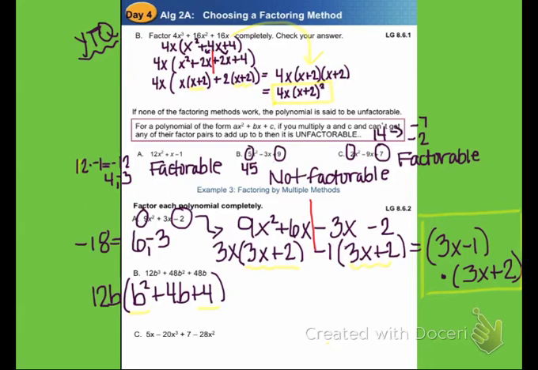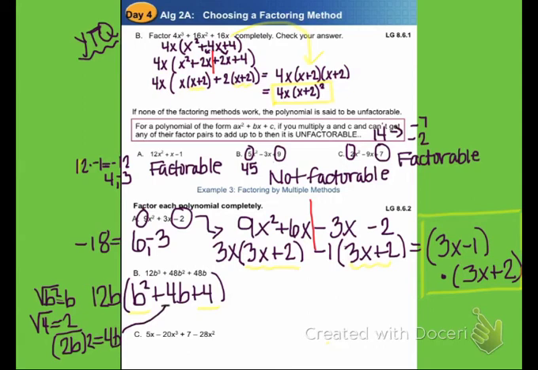I look to see if I take the square root of the first term and the square root of the last term. The square root of the first term was b, the square root of the last term was 2. If I multiply 2 and b, I get 2b, and if I double it, I get 4b, which is that middle term.